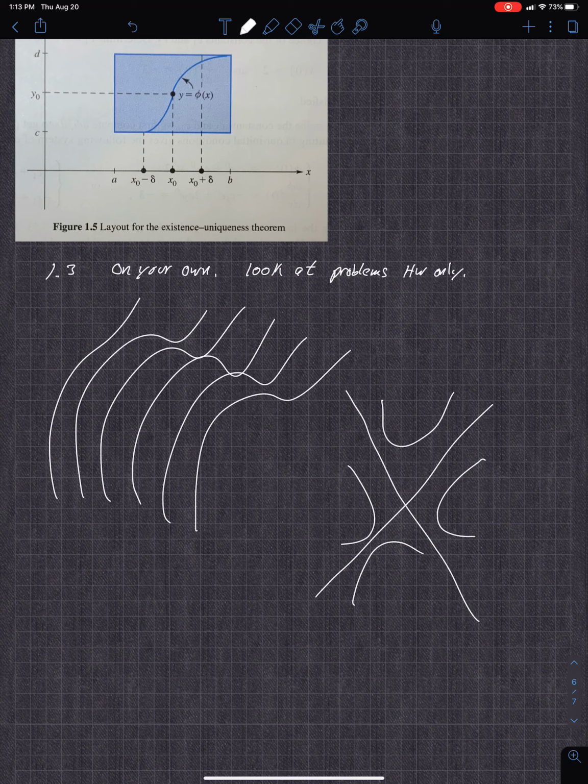Next, the last part of this chapter, which again goes pretty quick, is 1.4, and we'll look a little bit at the approximation methods similar to Newton's method.